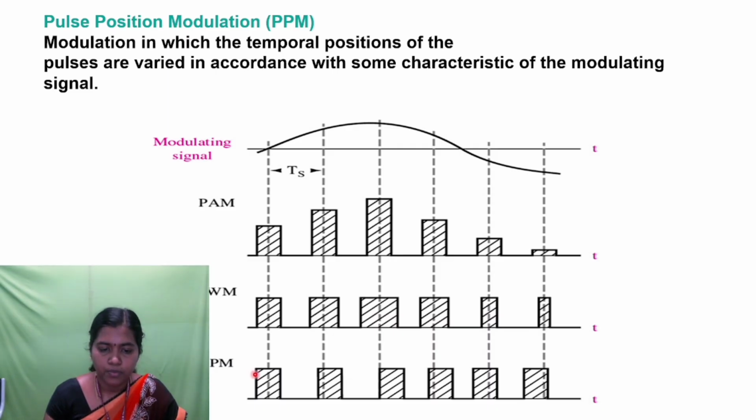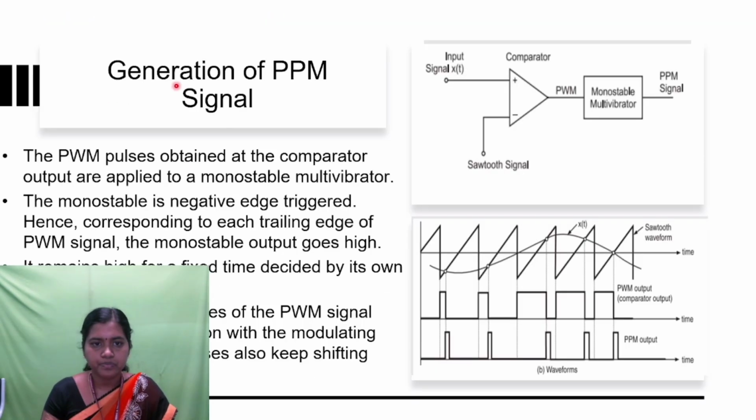Here amplitude is constant, width is also constant, but if you see the position, the position of this pulse is different when compared with this pulse. Similarly, here the position is changed. Here also the position is changed. So modulation in which the temporal positions of the pulses are varied in accordance with some characteristic of the modulating signal is called pulse position modulation. So coming to the generation of the pulse position modulation signal, it is the same as we discussed already in pulse width modulation.